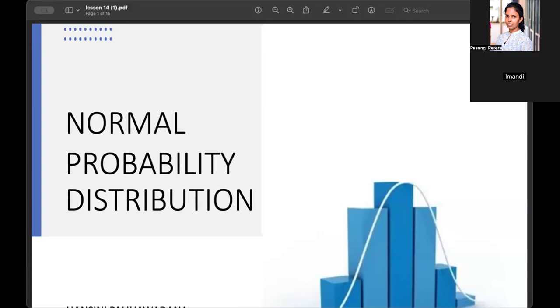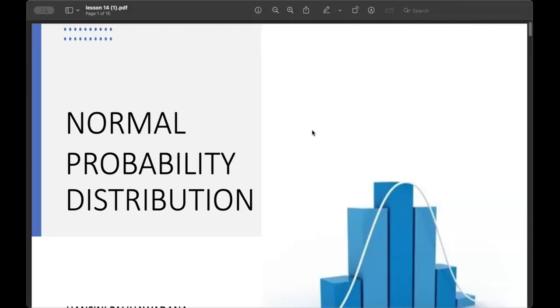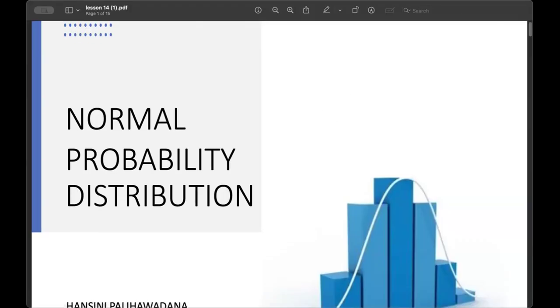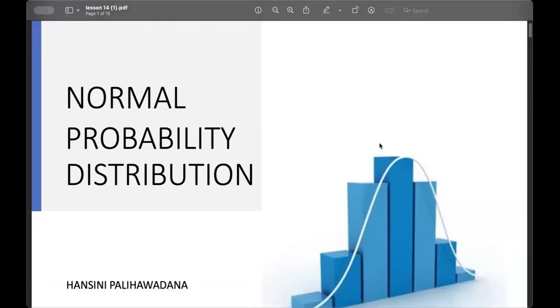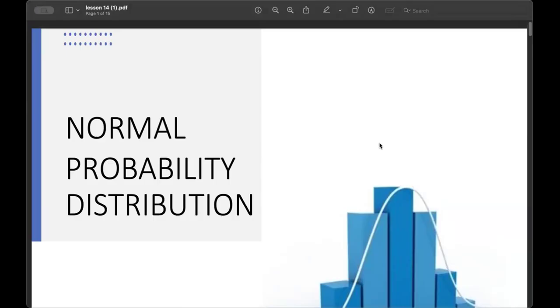So here we have the normal probability distribution. For this normal probability distribution, what do we have actually? Can you remember that we discussed the variables, and that I did the discrete variables and the continuous variables with you? Okay, this normal probability distribution comes under the continuous variables.